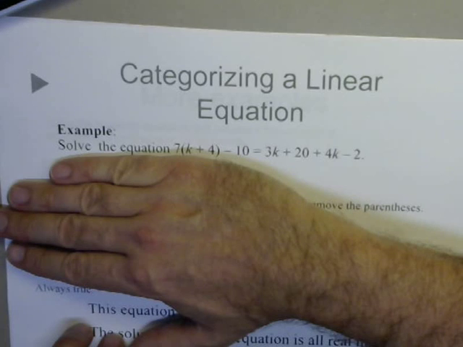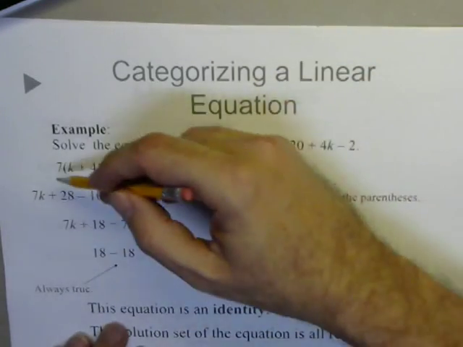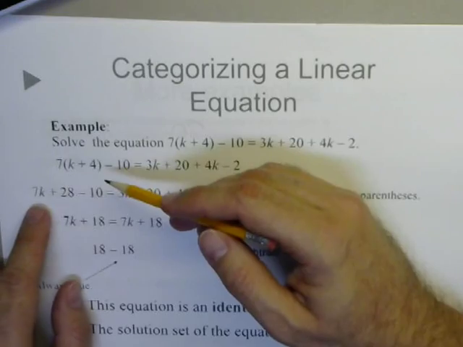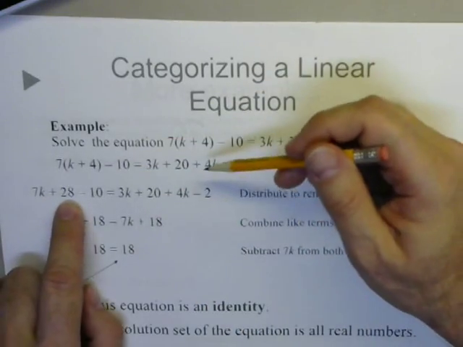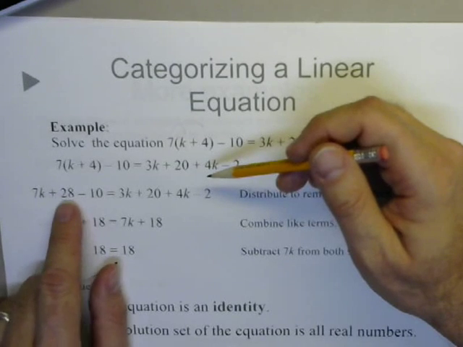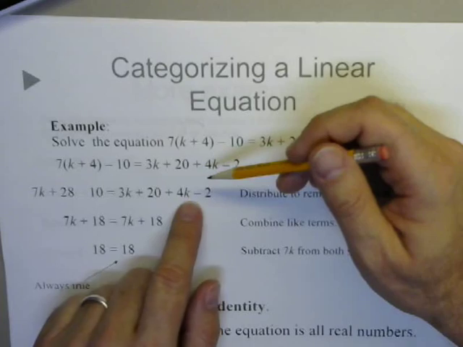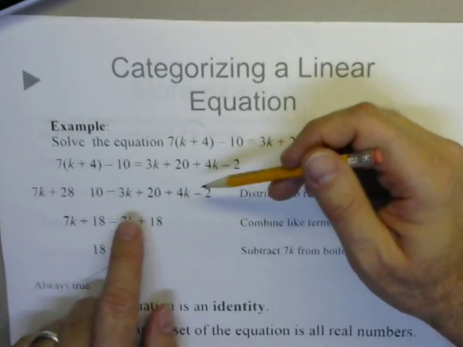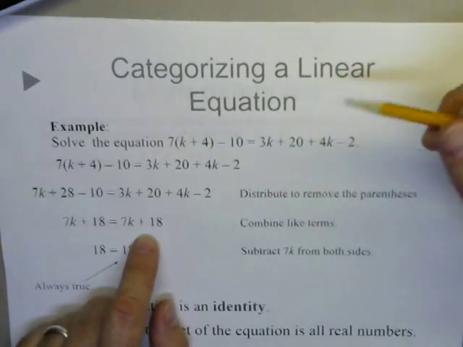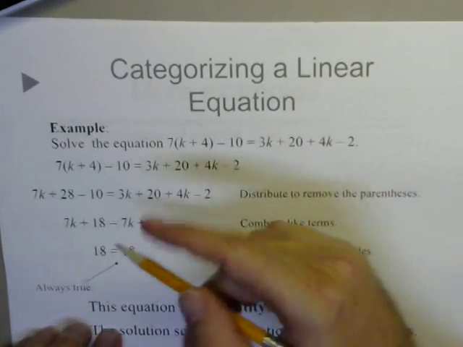So again, no matter what you do when you see an equation like this on the exam, just start solving it like you would any other linear equation, namely distribute the 7 through, multiply the 7 through, so you'll get 7k, 7 times 4 is 28, and then just combine like terms on both sides. So you'll get 7k, and then you'll get 28 minus 10 is 18. Combining the k's together, you'll get 7k here, 20 minus 2 is 18. Okay. Then get all the stuff with k on one side, all the stuff without k on the other side.